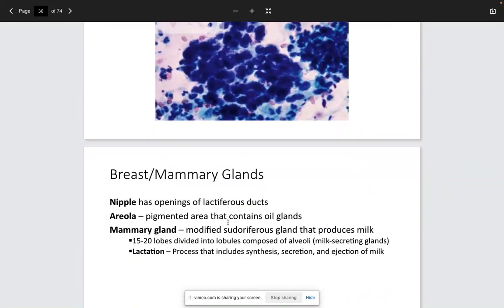We'll now begin talking about the breast and mammary glands. We'll talk about 3 different things: the nipple, the areola, and the mammary gland. The nipple is going to be the opening of the lactiferous ducts. The lactiferous ducts are the ducts from which milk is ejected.